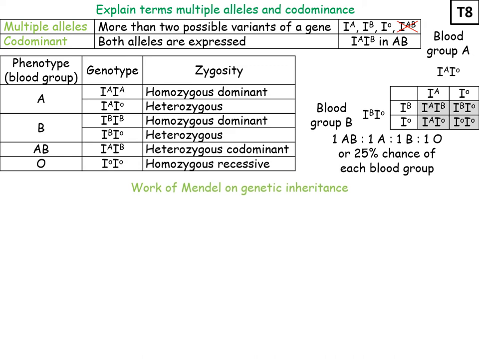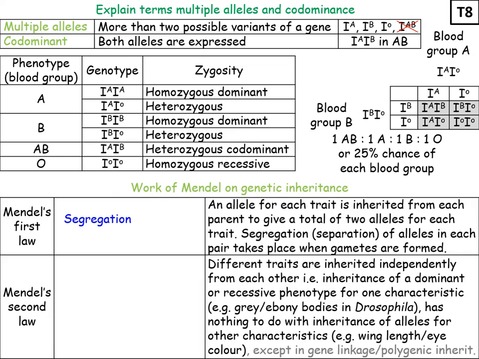So moving on to the work of Mendel on genetic inheritance. We looked at Mendel's three laws earlier, and we want to mainly focus on the first and the second law. Mendel's first law is his law of segregation. We know that there'll be two copies of every gene, or two alleles of a gene, and those two alleles will then segregate when forming the gamete. An allele for each trait is inherited from each parent, so only one, not both alleles from both parents. One allele will be inherited from each parent, and that gives a total of two alleles for each trait.